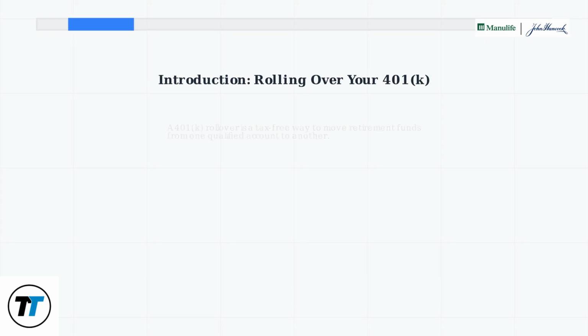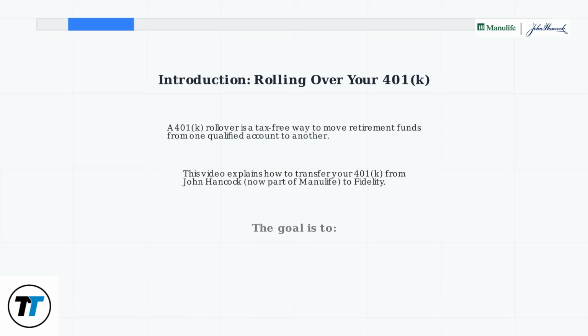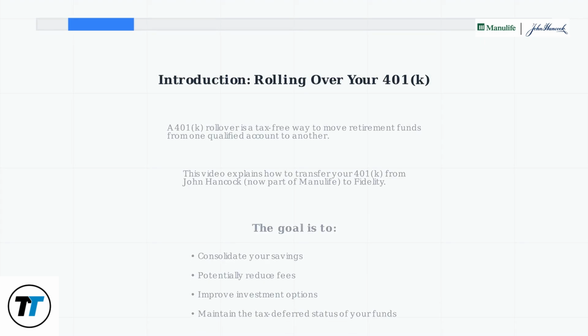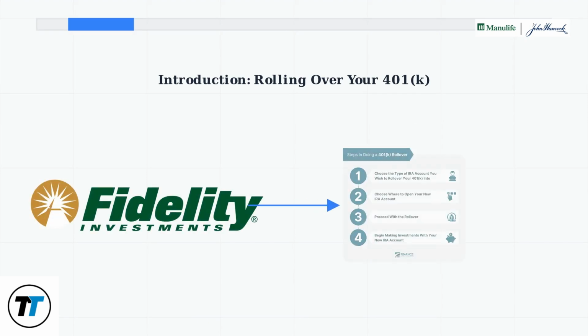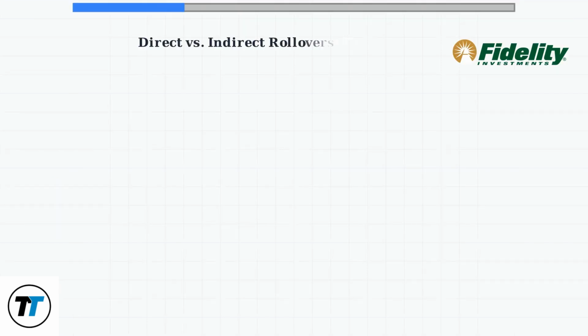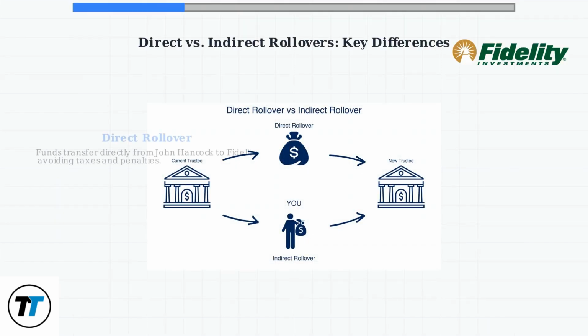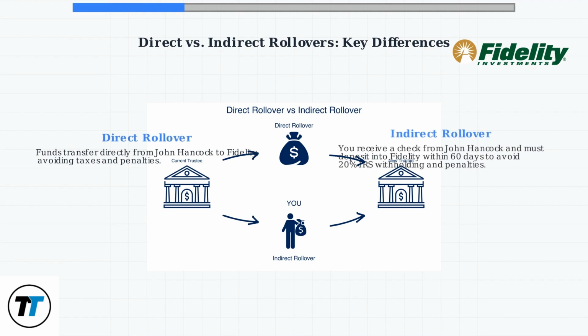A 401k rollover is a tax-free way to move retirement funds from one qualified account to another. This video explains how to transfer your 401k from John Hancock, now part of Manulife, to Fidelity. The goal is to consolidate your savings, potentially reduce fees, improve investment options, and maintain the tax-deferred status of your funds. There are two main types of 401k rollovers: direct and indirect.